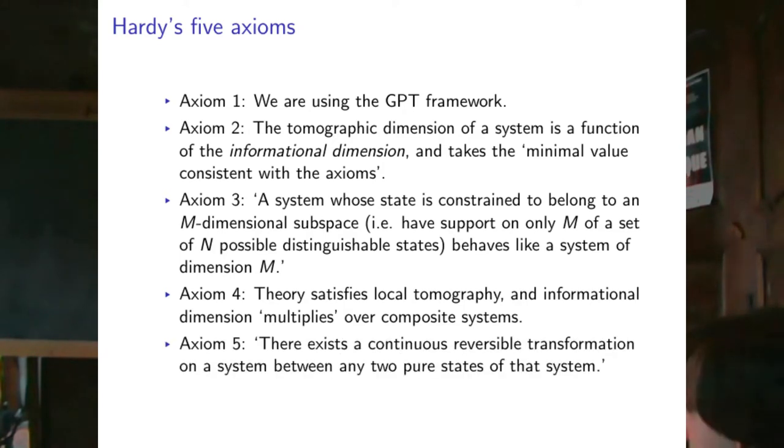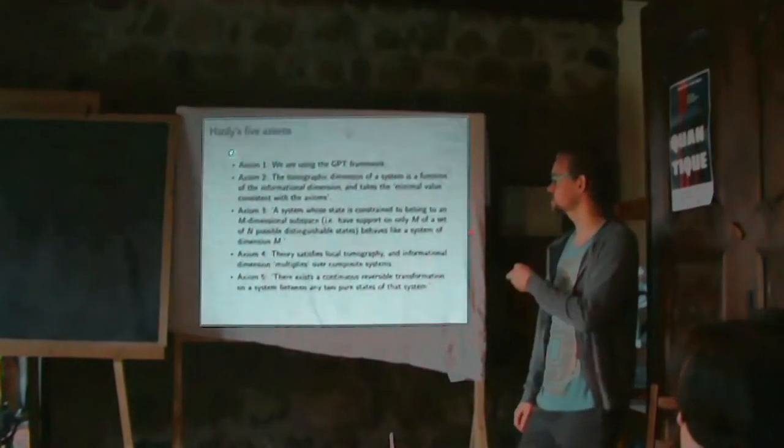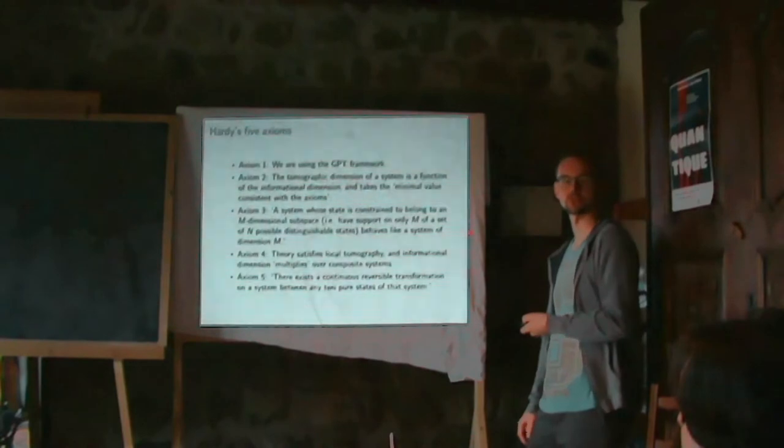And axiom 5 says, between any two pure states of the system, we can find a continuous family of reversible transformations that maps one into the other. I'm also going to say more about what that means. Okay, so these are the five axioms he uses to reconstruct quantum theory.